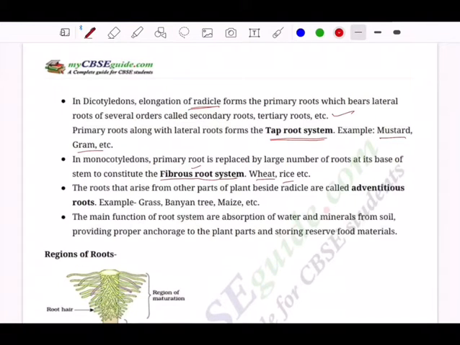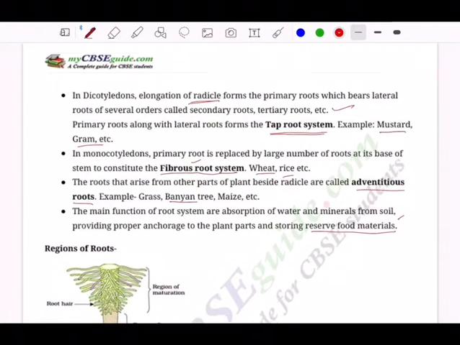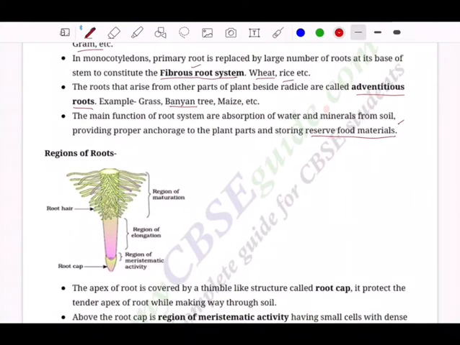The roots that arise from other parts of the plant besides the radicle are called adventitious roots. Examples: banyan tree, maize, grass. The main functions of the root system are absorption of water and minerals from soil, providing proper anchorage, meaning support to the plant parts, and storing reserve food materials.